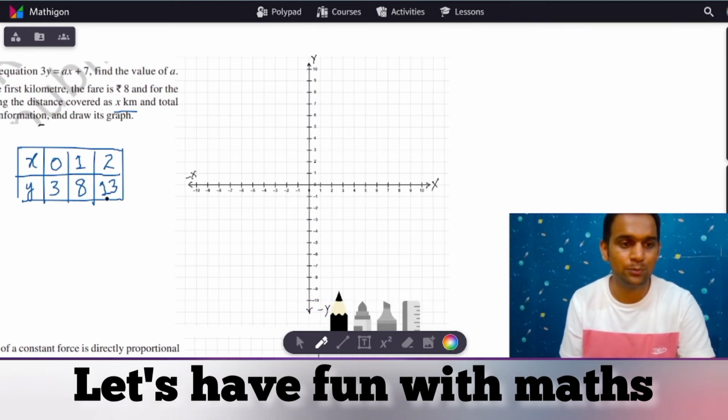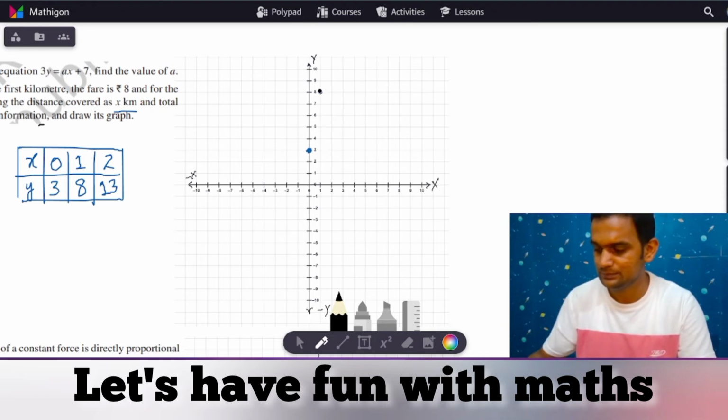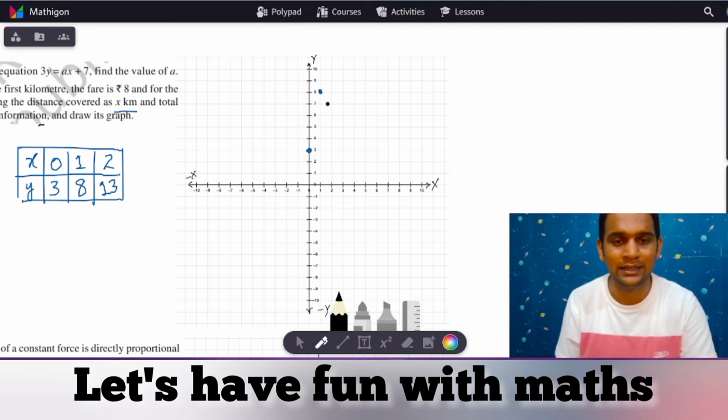Let's try to plot these points. X is 0 and y is 3, so this point is somewhere here. X is 1 and the graph is at 8. So now when x is 2, it is somewhere crossing over here, going to 13. Let's make this graph complete so that it goes on and on, and that's how it goes over on this side as well.